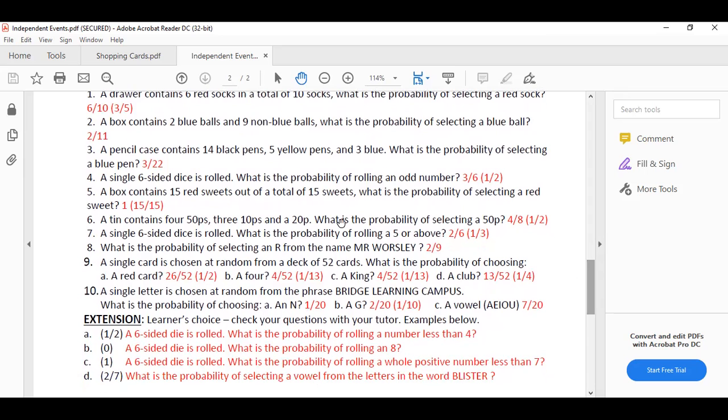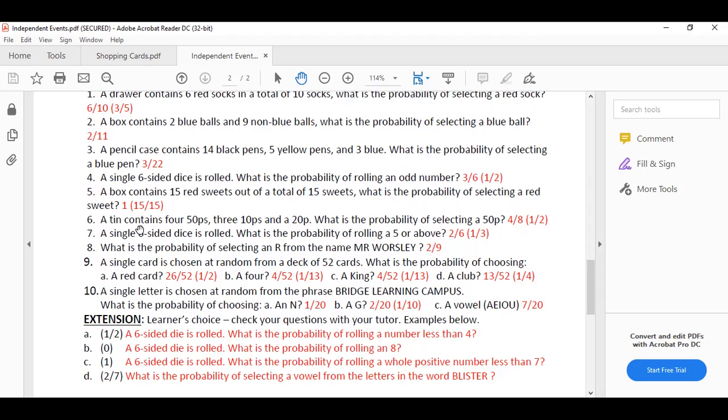Question 5. A box contains 15 red sweets out of a total of 15 sweets. What is the probability of selecting a red sweet? The answer is 1. 1 is how in probability we say 100% or 15 out of 15. It means it's going to happen. Because if there's 15 sweets and they're all red, probability is going to be 1. It's certain to happen.